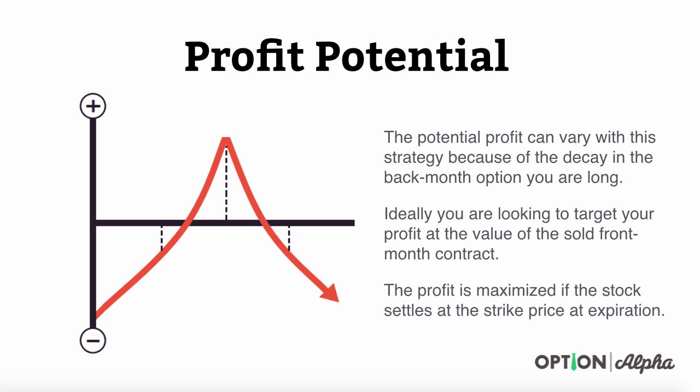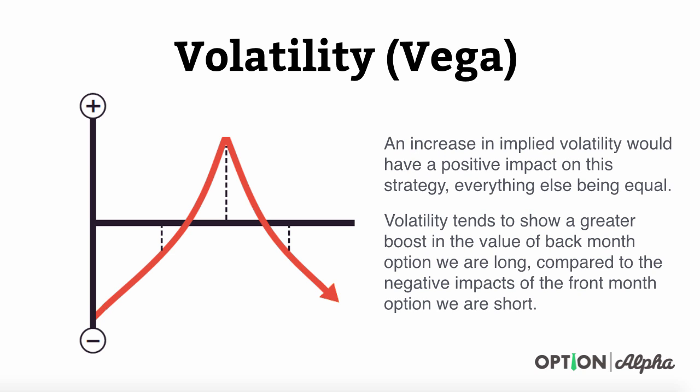And again, profit is going to be maximized if the stock settles at the strike price at expiration. Because if that happens, then your short strike is completely going to expire worthless and you're going to be left with as much extrinsic value left in the long option for the back month as possible. So that's the ideal situation. That's where this profit and loss diagram kind of peaks, right at your strike price.